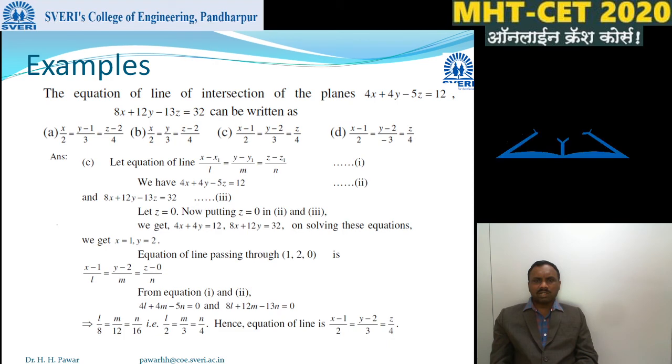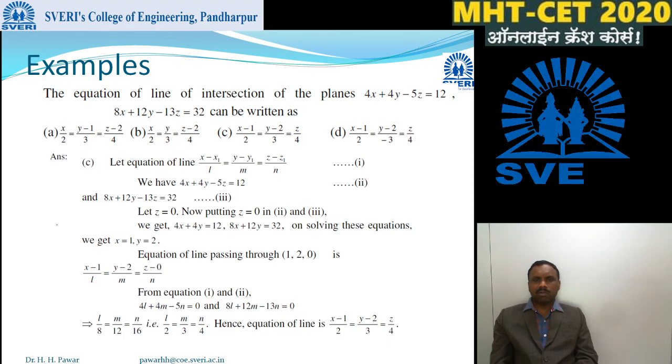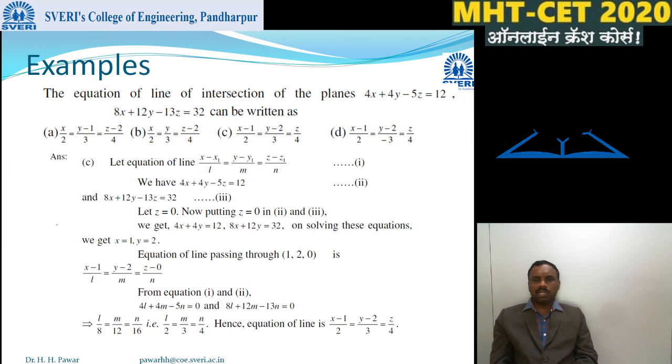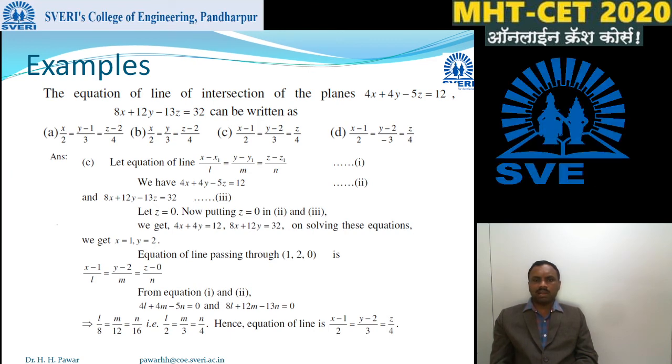First consider the equation of the line x minus x1 upon L, y minus y1 upon M, z minus z1 upon N. Assign this as equation number 1. As the given equation of plane is 4x plus 4y minus 5z equal to 12, assign this as equation number 2. Then 8x plus 12y minus 13z equal to 32, assign it as equation number 3. Now put z equal to 0 in equations 2 and 3, we'll get 4x plus 4y equal to 12 and 8x plus 12y equal to 32.